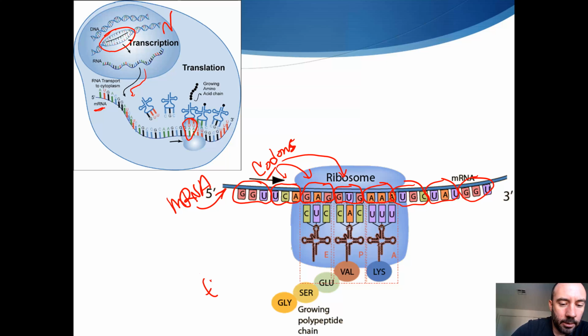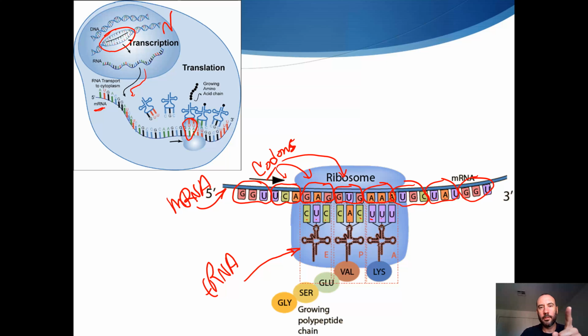And these are transfer RNA molecules over here. So GAG binds with CUC. GUG binds with CAC. AAA binds with UUU, and so on. Now let me just quiz you. What bonds with UAU?